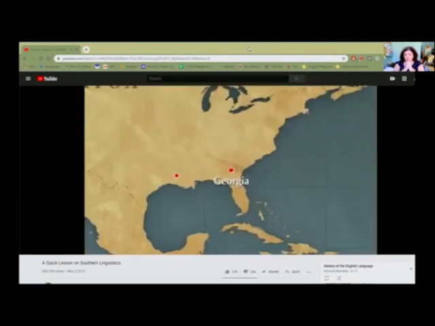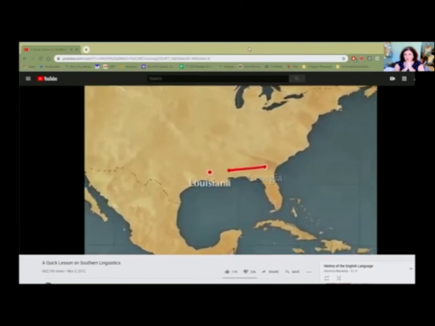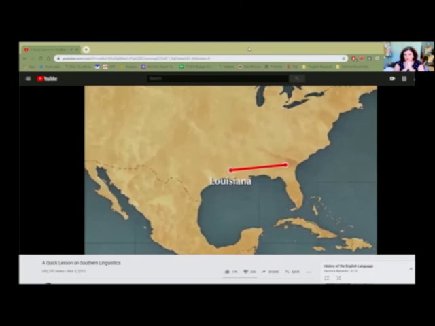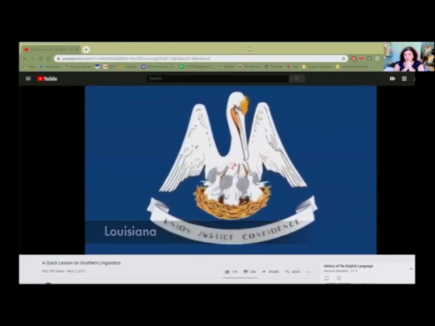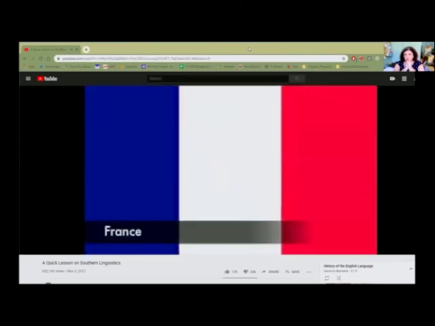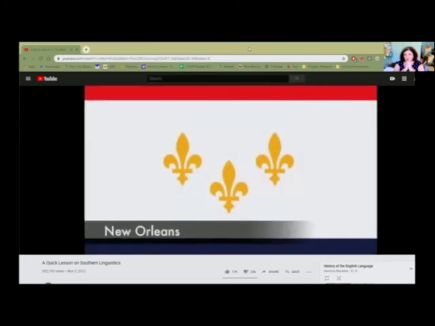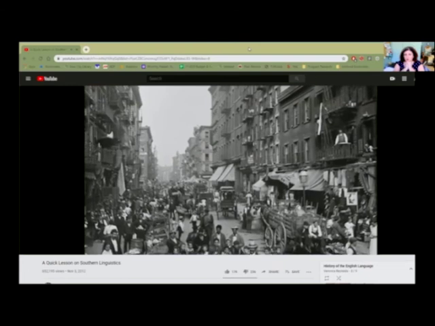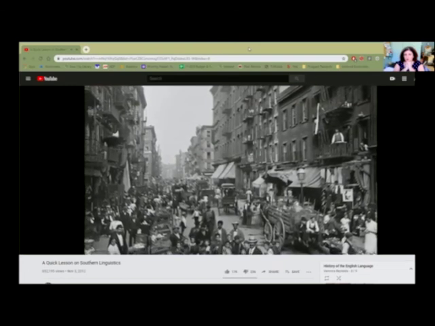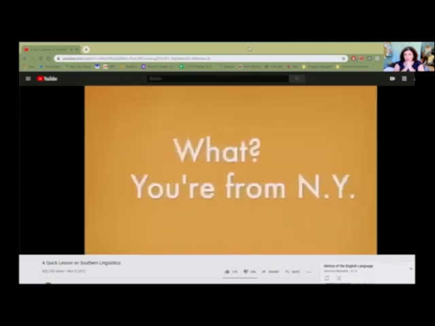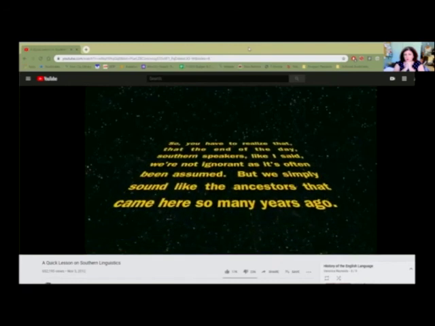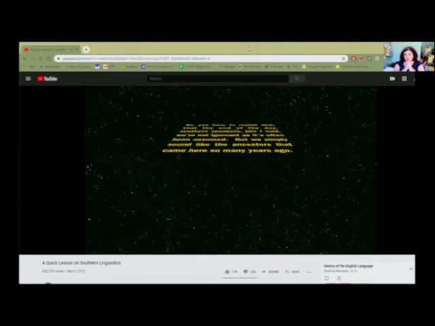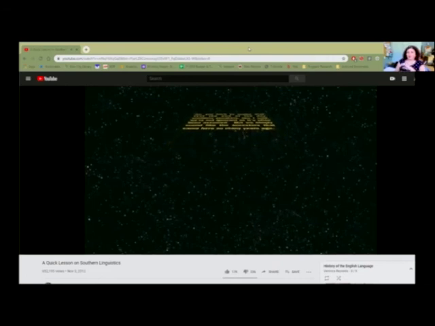But people don't realize that in most cases in Louisiana, many of the native speakers don't sound like that. They tend to sound like this, I guarantee, spread around the bayou. Because you speed up that South Louisiana Cajun Creole accent, over time it becomes en français, French. With, of course, certain exceptions in New Orleans, which tend to sound more like New Yorkers because of the Irish and the Sicilian Italian influence. So they tend to sound a bit more like this. And people tend to get a little confused because they think, what, you're from New York? Nah, I'm from New Orleans. So you have to realize that at the end of the day, Southern speakers, like I said, we're not ignorant as it's often been assumed, but we simply sound like the ancestors that came here so many years ago.